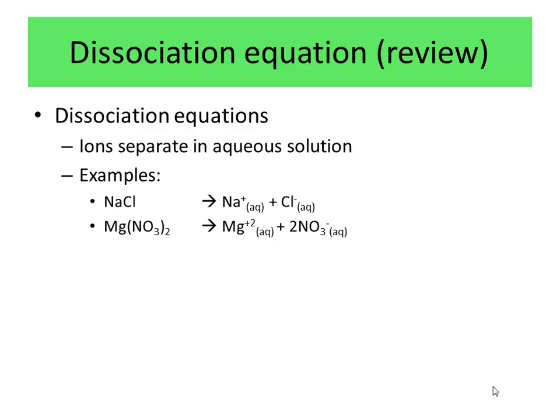The dissociation equations are when the ions separate in solution. We have NaCl breaking down to its ions Na and Cl, in aqueous solution. Magnesium nitrate breaks down to magnesium ions and 2 nitrate ions. You may be familiar with this because I may have given you an ion list or 3. So keep those handy because we will be referring to those later.